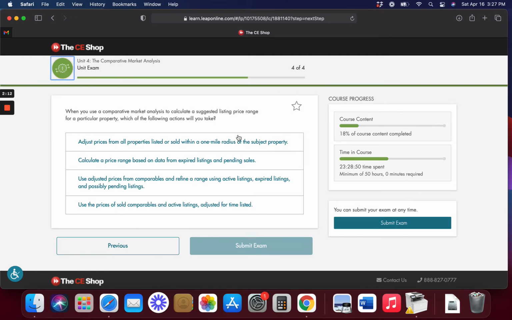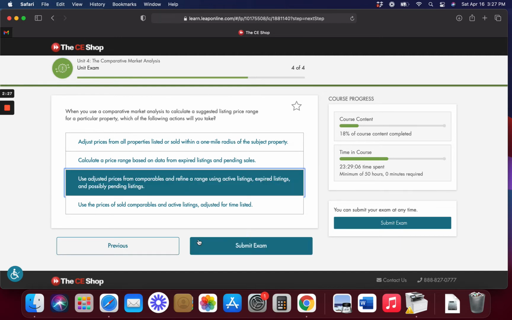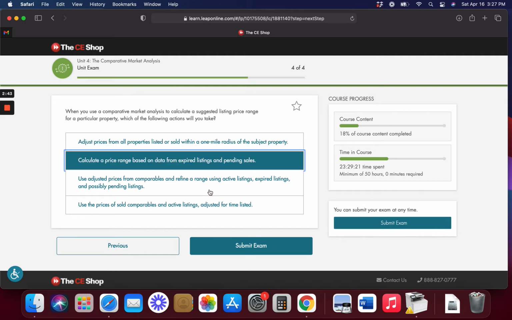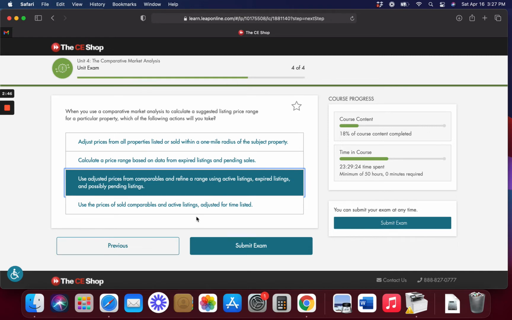That's another tricky one. Okay, let's see. When you use a comparative market analysis to calculate a suggested listing price range, which of the following actions should you take? All right, we use from a range active, expired, and possibly pending. Using the prices of sold comparables adjusted for a time limit. This is not correct. We don't use a 1 mile radius. Calculate based on expired and pending. You can use prices sold, but you also might be using things that are active. So I would say this one right here.